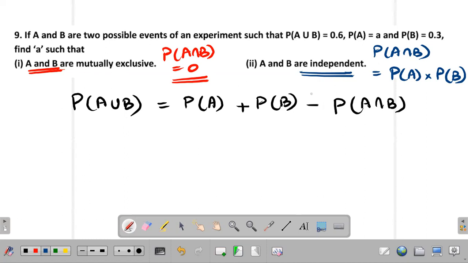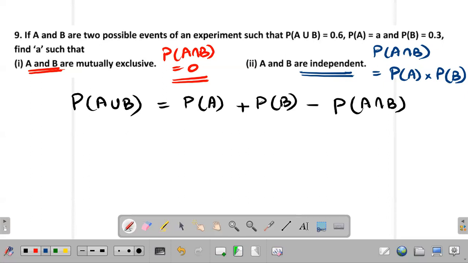Tossing a coin, probability of heads and tails. What is the probability that you are going to get heads and tails? Please answer me. When you are tossing a coin, what is the probability that you are going to get heads and tails? It's going to be 0. You don't get heads and tails. So same way, when A and B are mutually exclusive, P of A intersection B will be equal to 0.